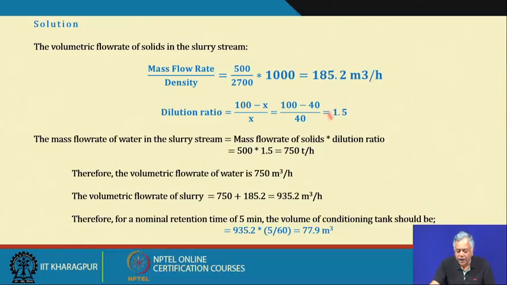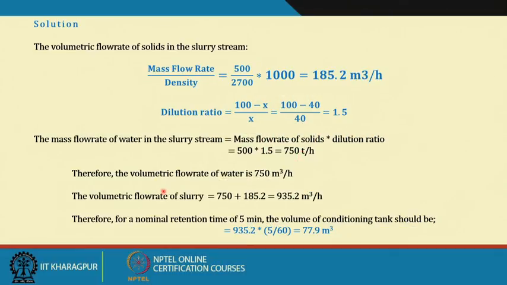Now, if I multiply this factor, the dilution ratio, with the mass flow rate of solids, that should give me the mass flow rate of water in the slurry stream. So, mass flow rate of solids times dilution ratio is equal to 500 into 1.5, because I want to process 500 tons per hour of solids. What is the mass flow rate of water in the slurry stream? That is 500 into 1.5, that is 750 tons per hour. As we can assume the density of water to be 1000 kg per meter cube, we can simply convert this into a volumetric flow rate of water of 750 meter cube per hour.